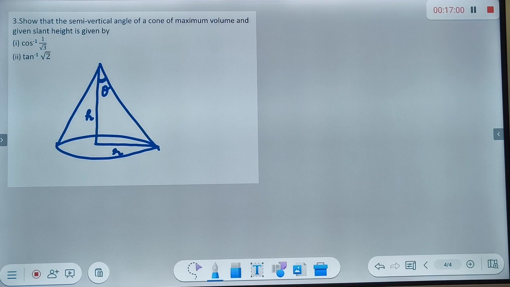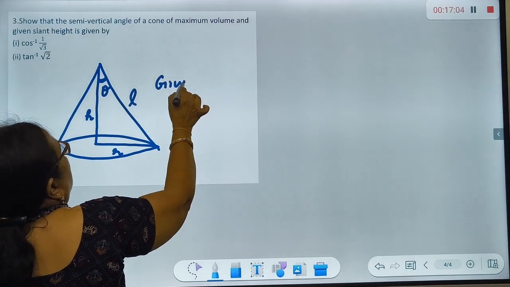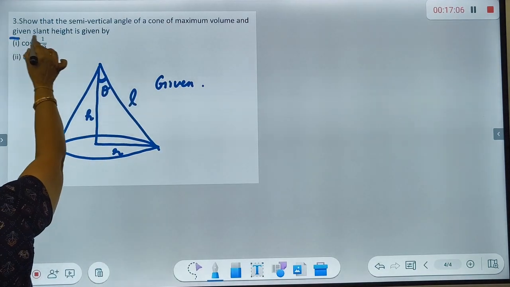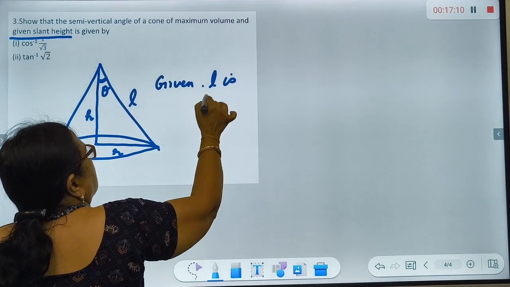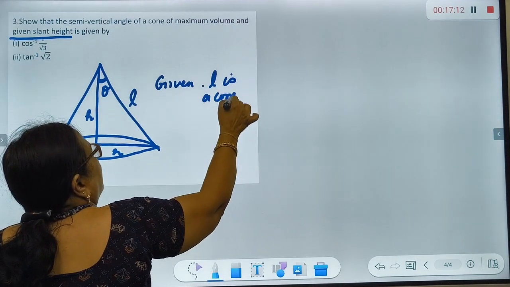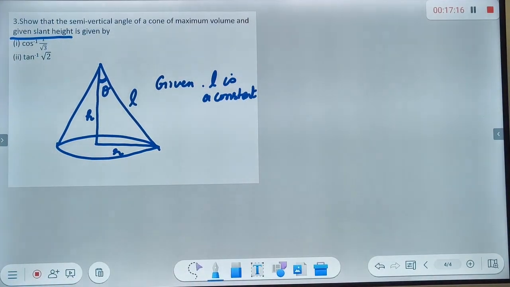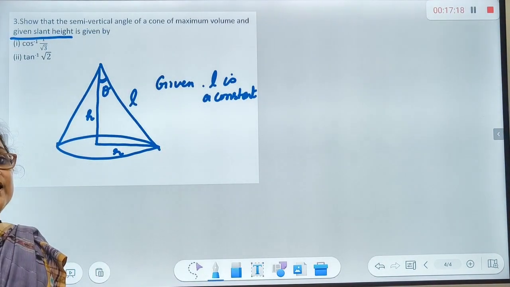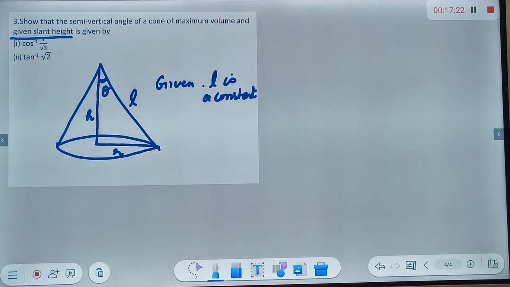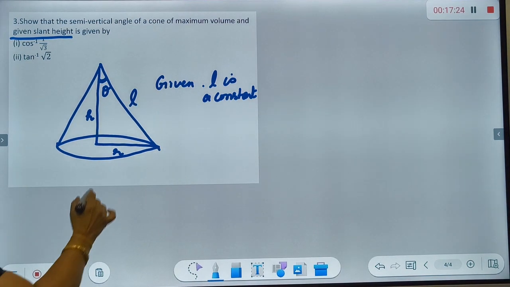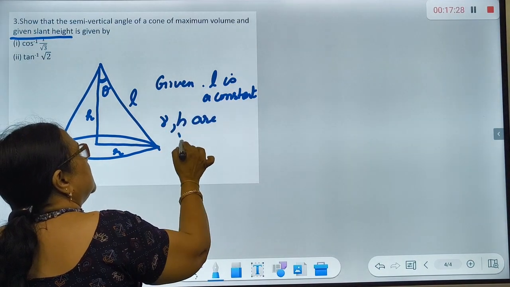Now what is fixed? What is given? Read the question. Given slant height, so L is a constant. I always tell you first find which is a constant and which is a variable. Given slant height, you can have several cones, but we want to find that cone which has maximum volume. So R and H are variables.